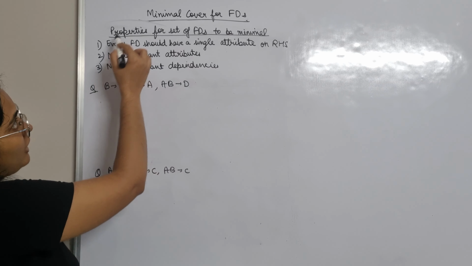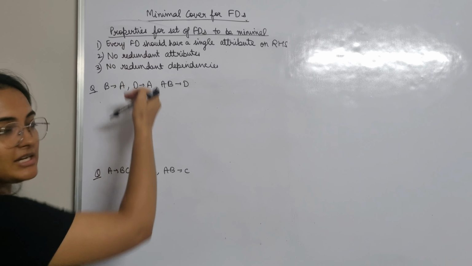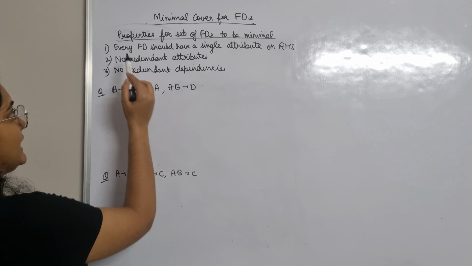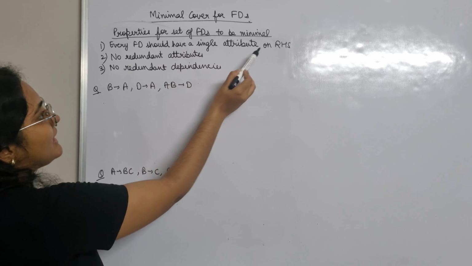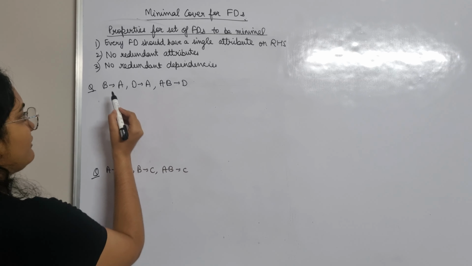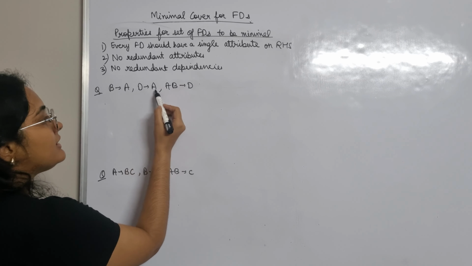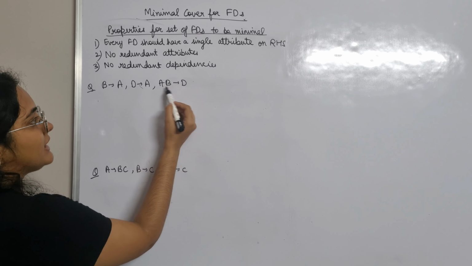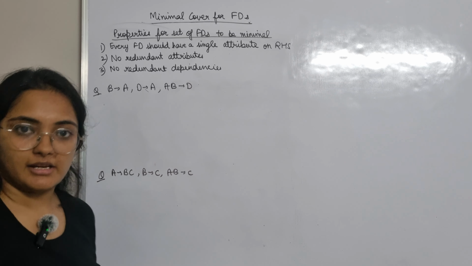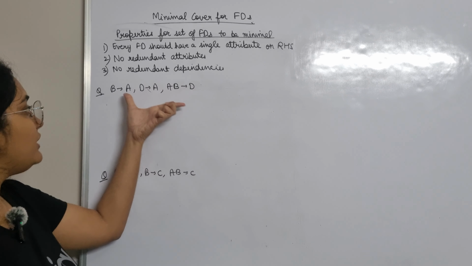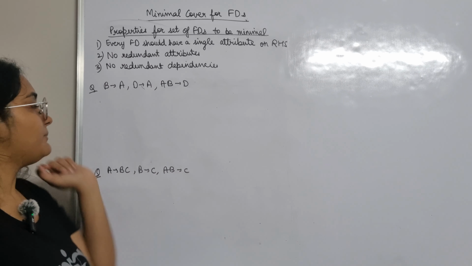So let's go sequentially in order of the rules. What does the first rule say? Every FD should have a single attribute on the RHS. Now see every FD. B determines A, single attribute on RHS. D determines A, single attribute on RHS. AB determines D, single attribute on RHS, right? So we don't need to do anything as a first step.